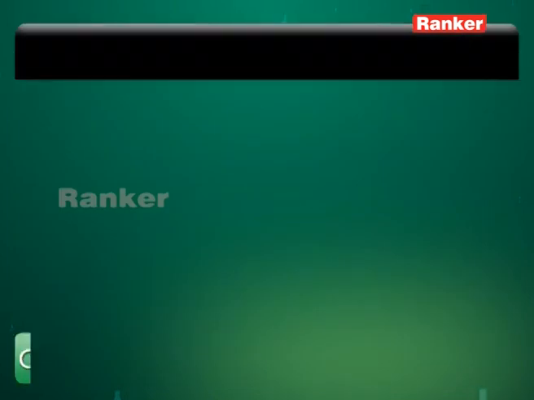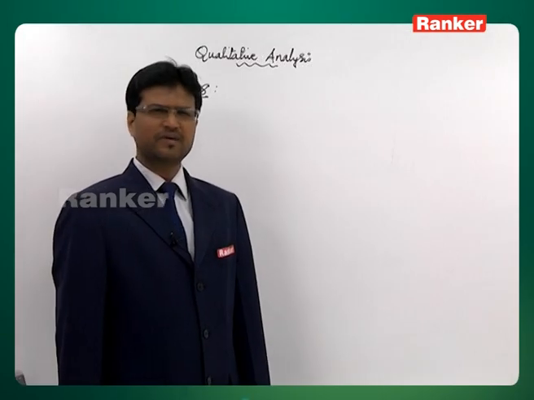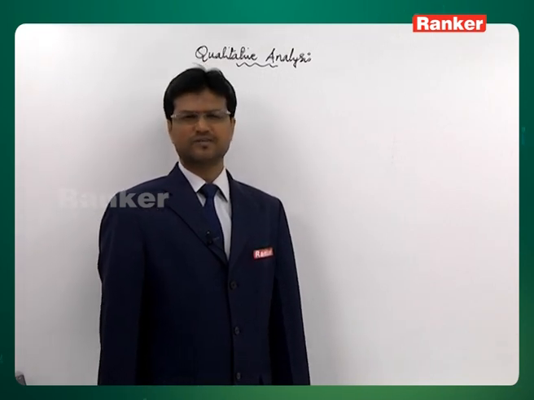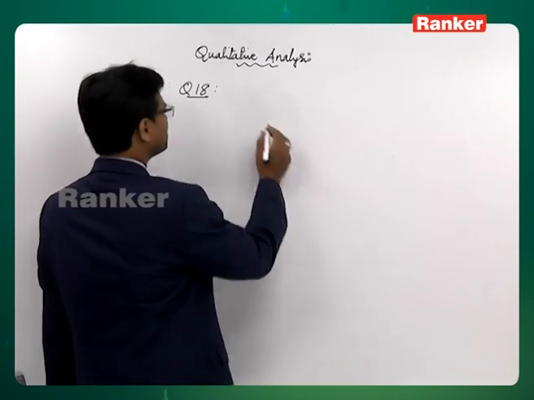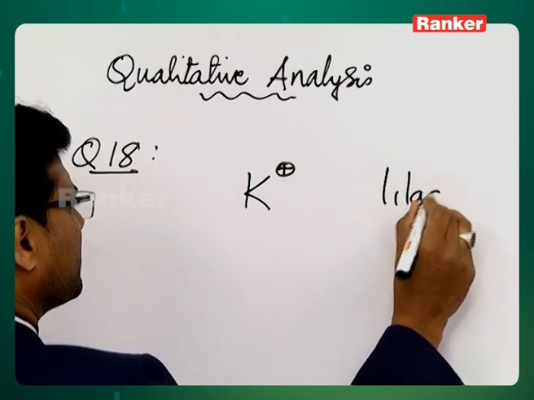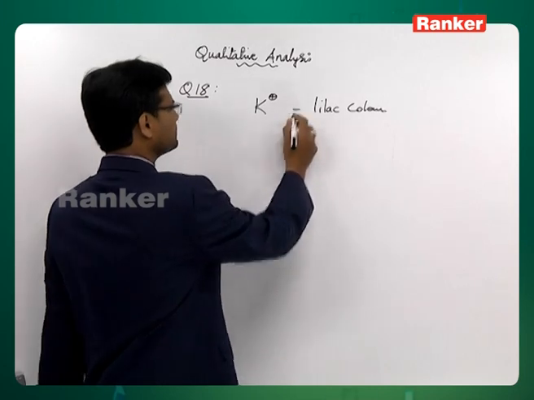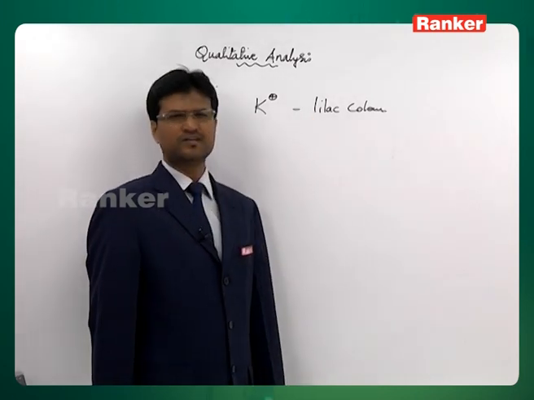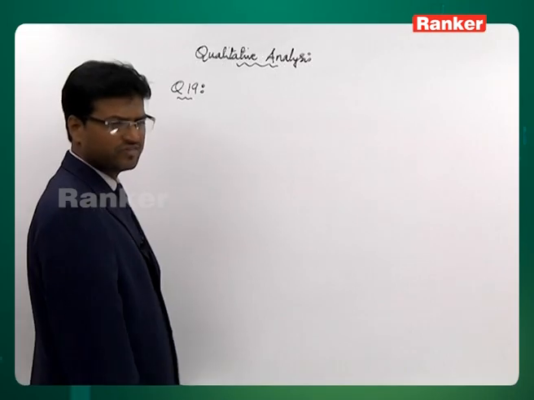Question number 18. Which of the following cations is detected by flame test? A, beryllium, B, potassium, C, magnesium and D, aluminium. You know, beryllium, magnesium and aluminium do not give flame color. So, the correct answer is B, potassium, which gives lilac color. K gives lilac color in the flame test. So, potassium can be detected using flame test. Answer is B option.